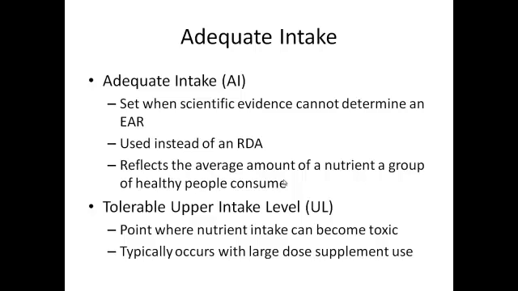Next is an adequate intake, or an AI. An adequate intake is set when scientific evidence cannot determine an EAR. This is used instead of an RDA. An adequate intake can reflect the average amount of a nutrient a group of healthy people needs to consume. An AI can also be used as a nutrient intake goal for individuals.